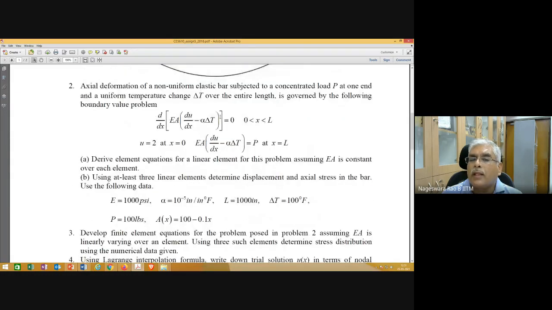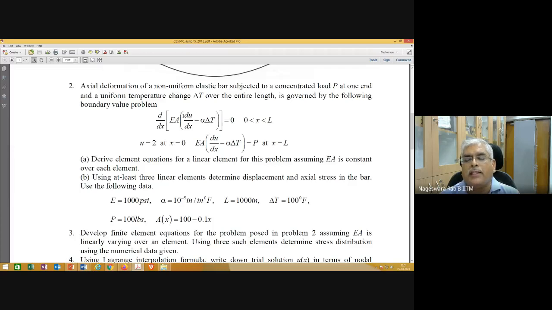Okay. Next one is this. Next problem is this one. Axial deformation of non-uniform elastic bar. And this problem is given. Just now I told you, given any problem, your first trial you can do is you try to compare that with the general one-dimensional boundary value problem, the form of that. Generic form you try to compare, given any problem.